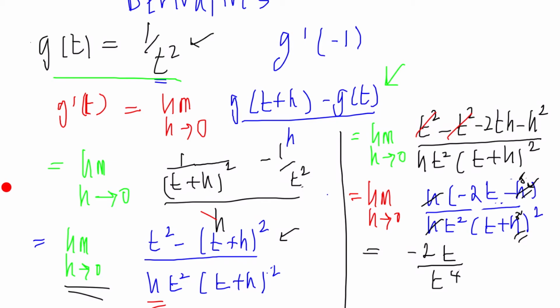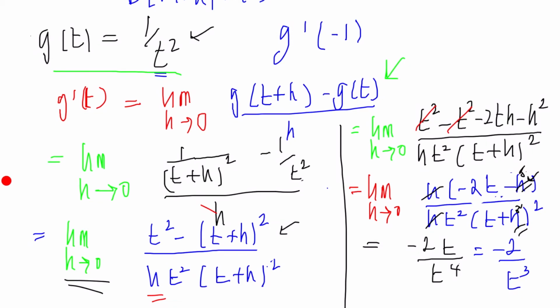So cancelling them, we will just end up with negative 2 all over t power 3. That is what we will have. Now remember, we need to find this. So this minus 2t all over t power 3 is our g prime of t. So our g prime of t is just that one, minus 2 all over t power 3.